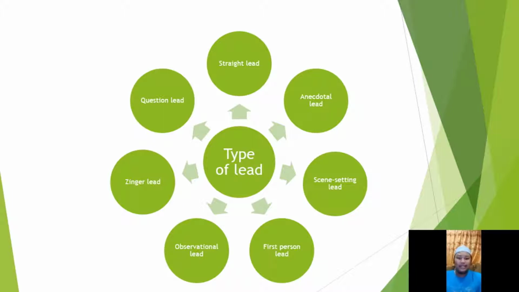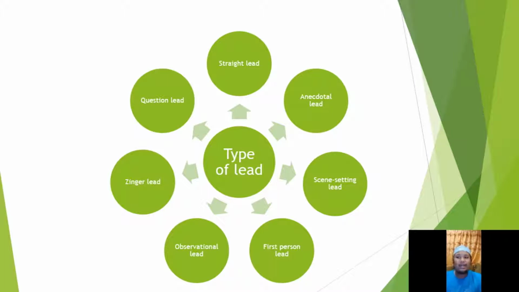Scene setting lead. The scene setting lead describes the physical location where a story takes place. And then the first person lead. This lead describes the journalist's personal experience with the topic. It should only be used when you have a valuable contribution and perspective that help illuminate the story.